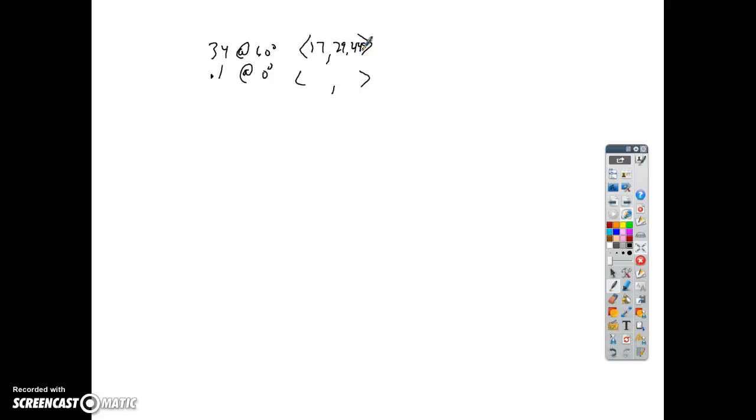Now I'm going to do this one. This one I've got 0.1 cosine of 0, I get 0.1. 0.1 sine of 0, I get 0. Well, that makes sense because it's all in this direction, right? It's going to be all in that direction. Everybody agree with me so far? Sort of, at least know what I'm doing.